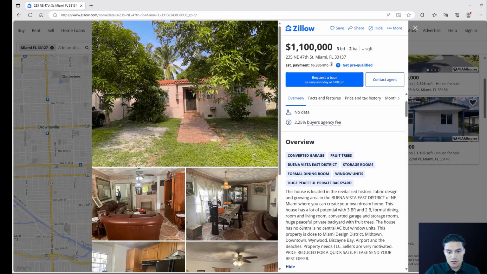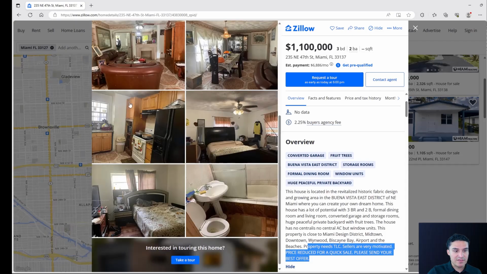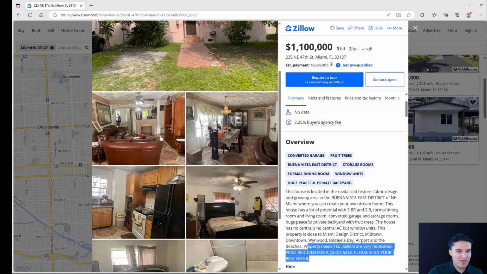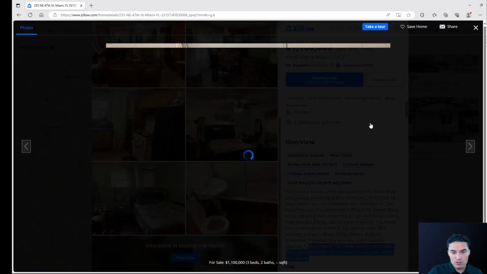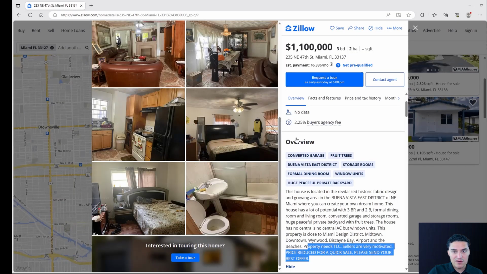So look, the house has huge, peaceful, private backyard fruits. The house has no central AC, has window units. Property needs TLC, seller is motivated, price reduced, quick sale, please send your best offer. So, I mean, they're asking for a lot of money, okay? We're looking at the property here. The property definitely needs a full rehab, old kitchen, same thing with countertops. Those are not probably granite. Very, very old looking house. Look at these bathrooms, very nasty bathroom, but this is where you see a lot of opportunity.